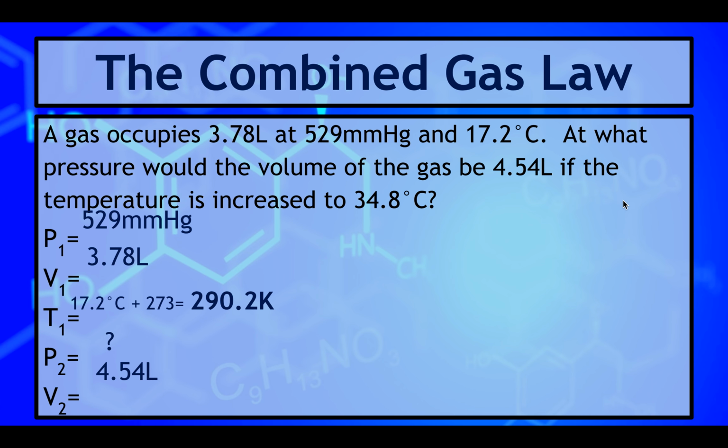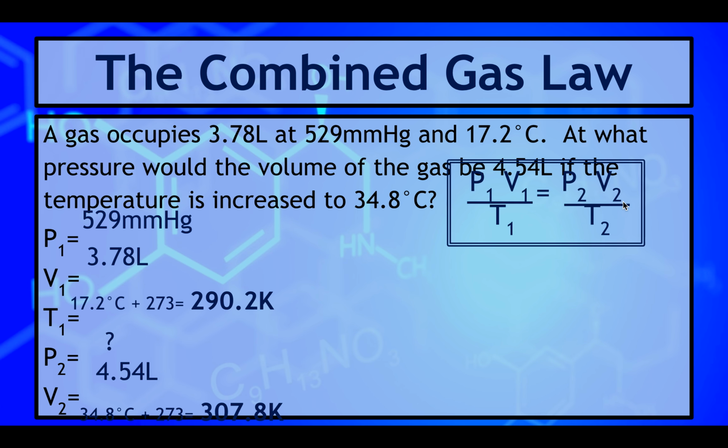We have 4.54 liters for our volume. That's all kind of out of order, isn't it? Our pressure we're solving for, and we have a volume of 4.54 liters, and our temperature is 34.8 Celsius. We add 273 to that, so our final temperature will be 307.8 Kelvin. All right, so there's our formula. P1 times V1 over T1 is equal to P2 V2 over T2.